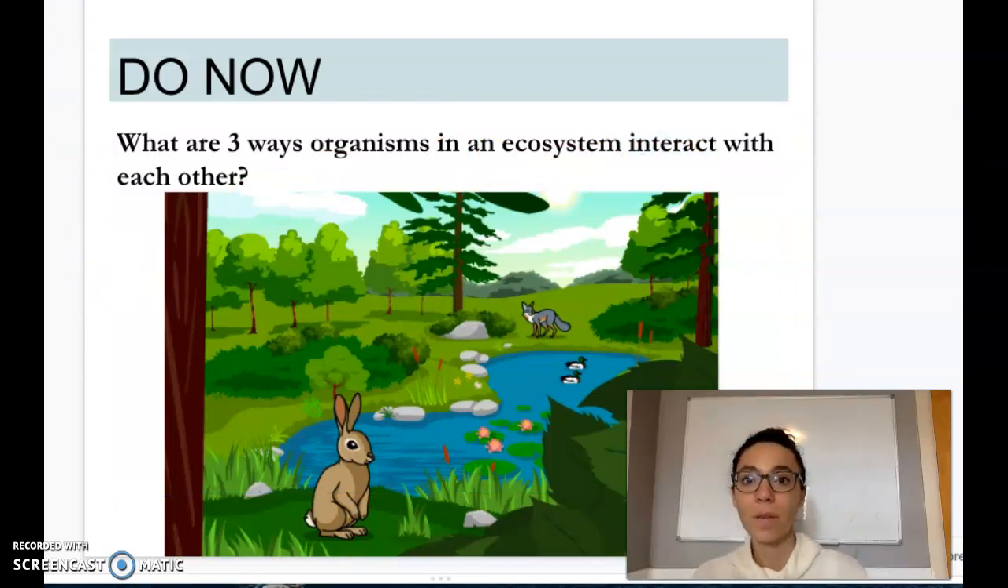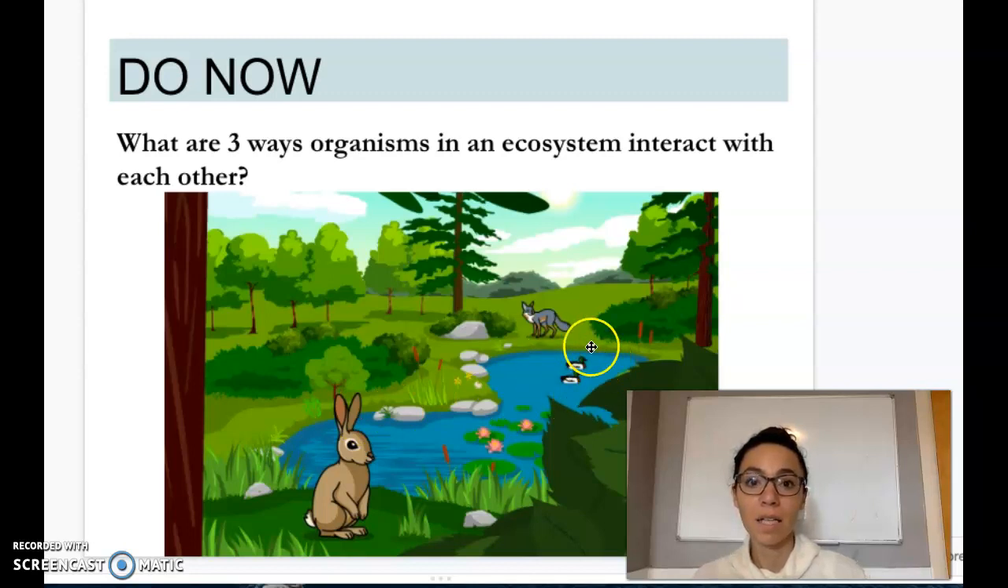All right, so some ideas of ways that organisms can interact in an ecosystem. For example, maybe the rabbit eats the grass, right? The grass is an organism, the rabbit is an organism. One way that they interact is by eating. The rabbit eats the grass. Another way is maybe the fox eats the rabbit. That's another way that they can interact.